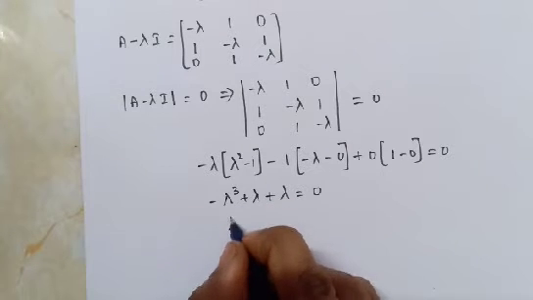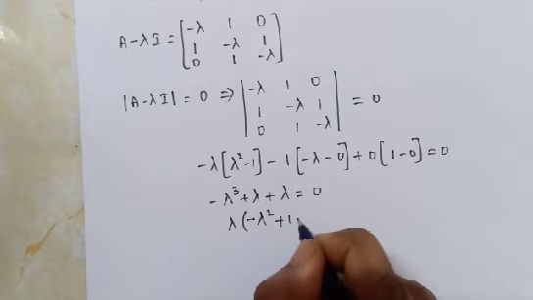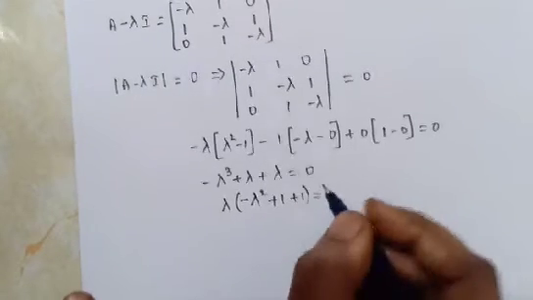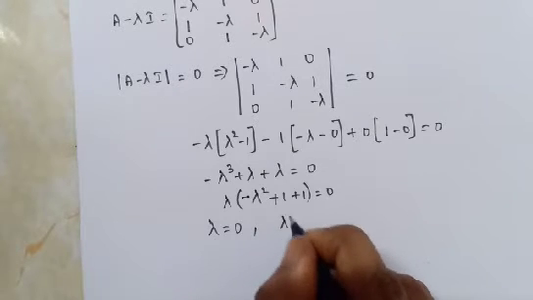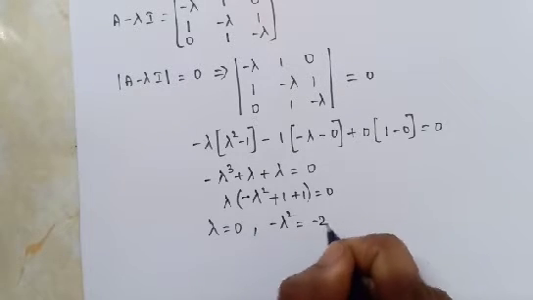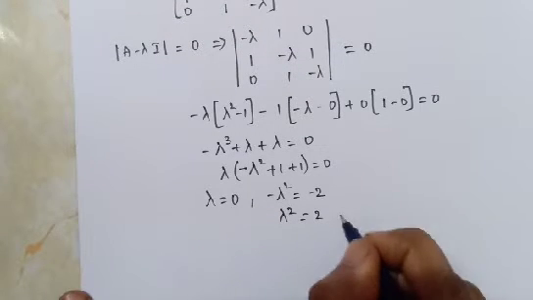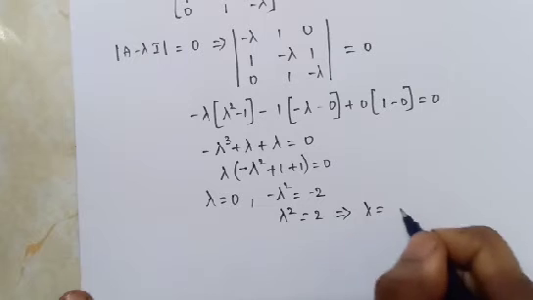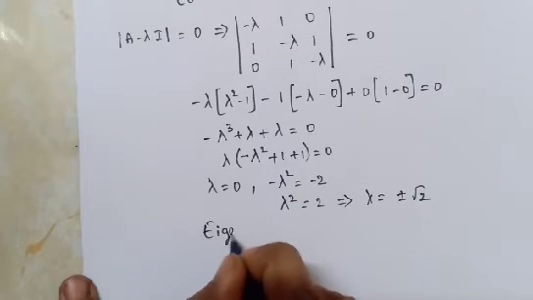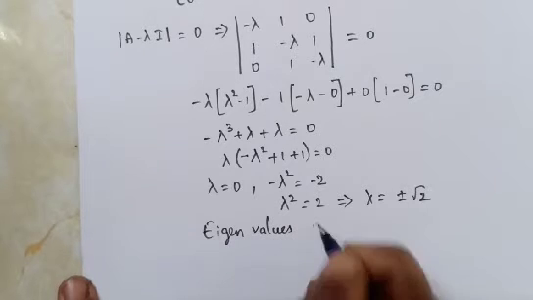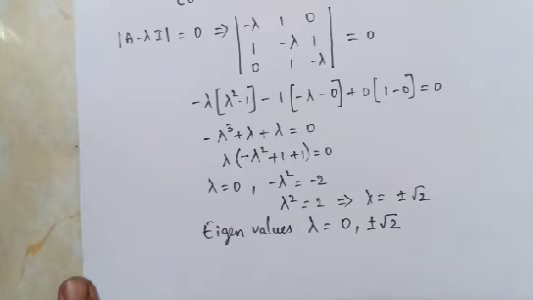If I take lambda common, I'll get lambda into minus lambda square plus 2 is equal to 0. So lambda is equal to 0, and minus lambda square is equal to minus 2, or lambda square is equal to 2, which implies lambda is equal to plus or minus root 2. So the eigenvalues in this case are lambda is equal to 0 and plus or minus root 2.